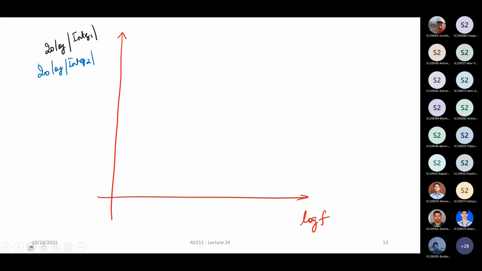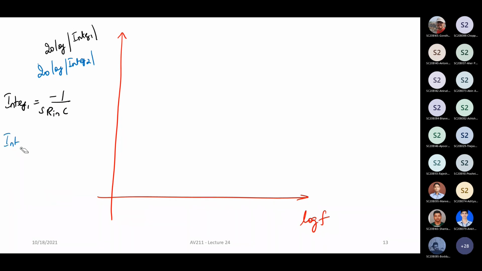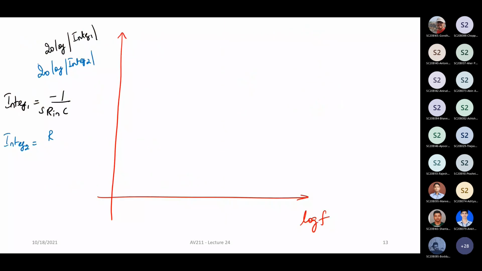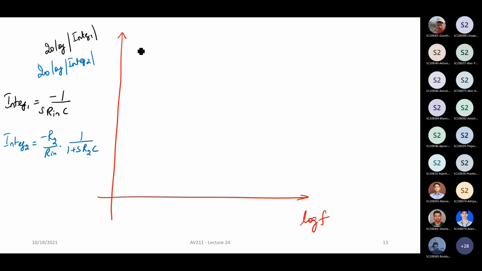Okay. Now, this integrator 1 has nothing but minus 1 by Rn times C. This is the response. And integrator 2 has the response that it is minus R2 by Rn multiplied by 1 by 1 plus S times R2C. Okay. Now, how will this response be? Now, the black curve is basically going to be something like this.